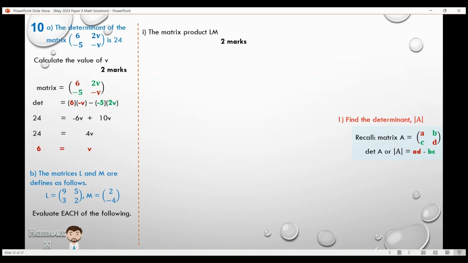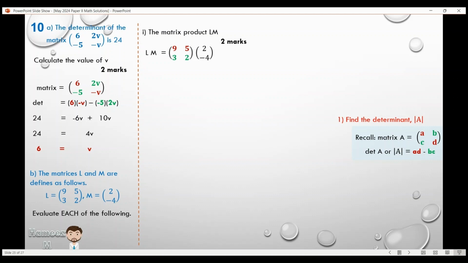So we have a 2 by 2 matrix times a 2 by 1 matrix will give us a 2 by 1 matrix as our answer. So L is 9 5 3 2 and M is 2 minus 4. And how do we multiply matrices? Just to remind you, it will be what the terms in red multiplied by the terms in black. So it will be 9 times 2 plus 5 times minus 4. And that will give us our first term.